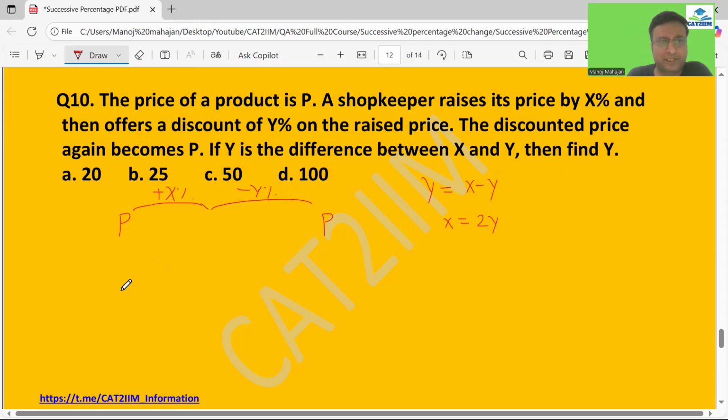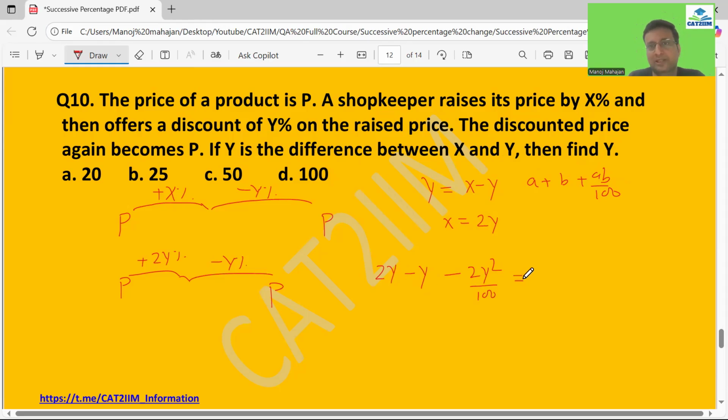So if you go mathematically, you can use again the successive result over here. So what do we have? The first percentage increase, 2y over here, and a decrease of y%. So let's use a plus b plus ab by 100, and we are going to use again the trick. Just wait for a while. So what I get is 2y minus y minus 2y square by 100.